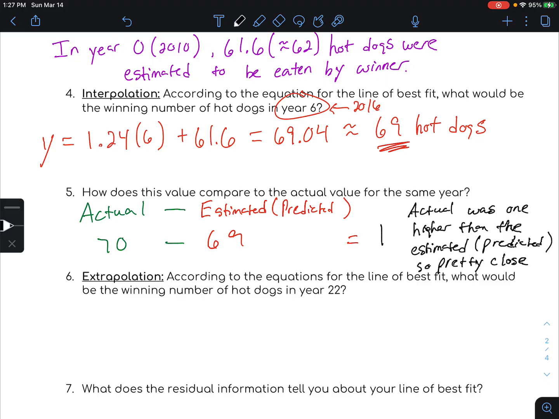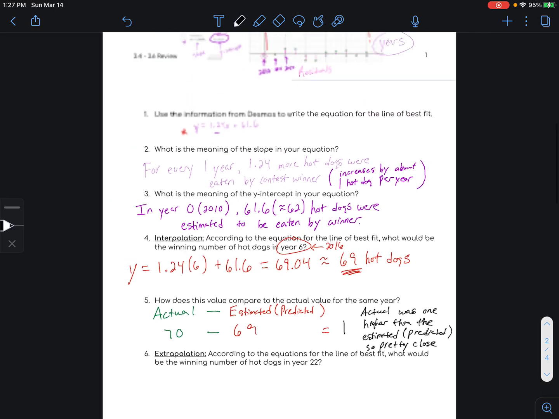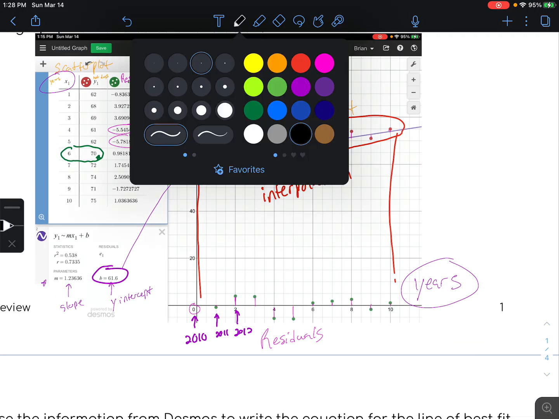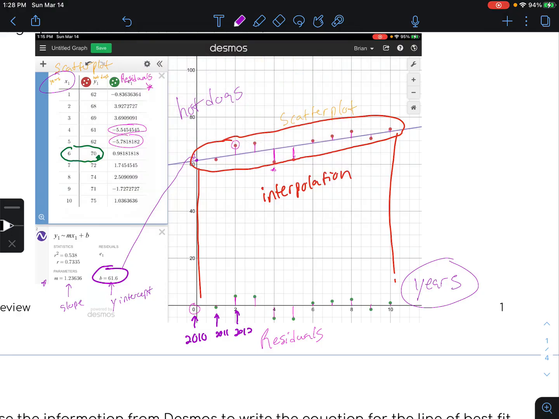Okay, extrapolation. According to the equation for the line of best fit, what would be the winning number of hot dogs in year 22? Okay, so remember, extrapolation goes way beyond the data. So if we're extrapolating, that's going to go way beyond the measured data. Because you're talking about 2010, 2011, 2012, 2013, and so on, all the way to 2022. All right, so year 2022.